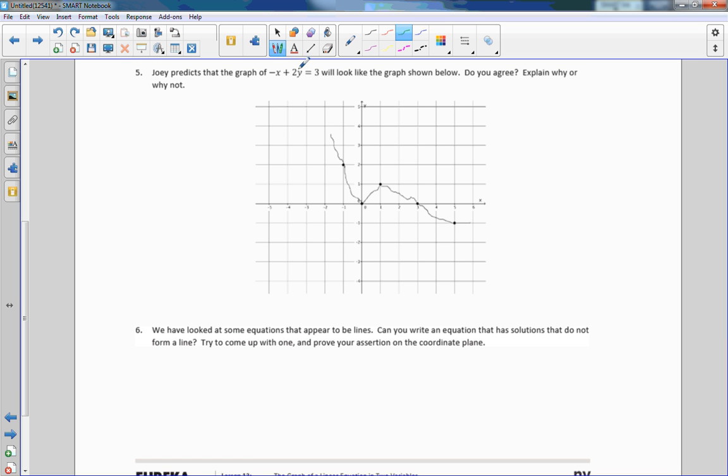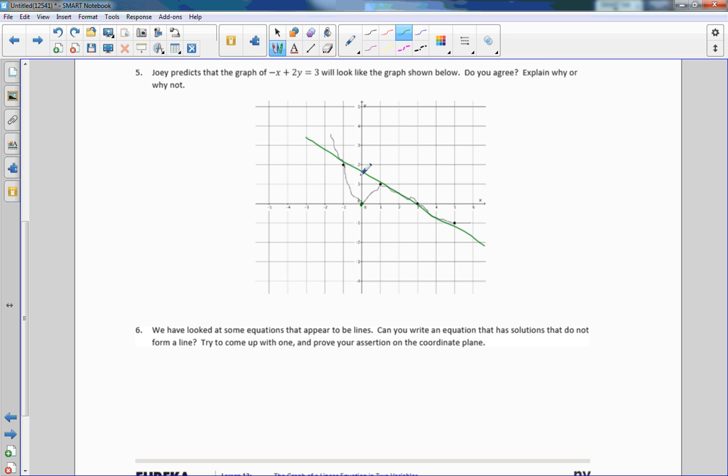And it says, Joey predicts that the graph of -x plus 2y equals 3 will look like the graph shown below. Do you agree? Explain why or why not. Okay, well, what I would want to do is question a value. So these look like they're linear, sort of, but this doesn't look like it's on that same line. So if I drew a line right here, it looks like those points are all on that line, but this point should not be there because this wouldn't be true if that were the case. And that is the point 0, 0.